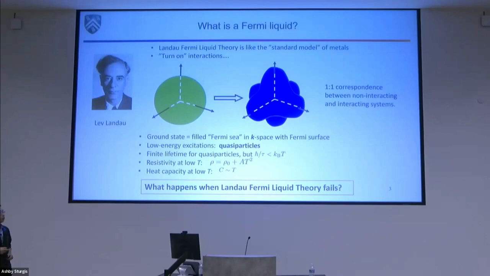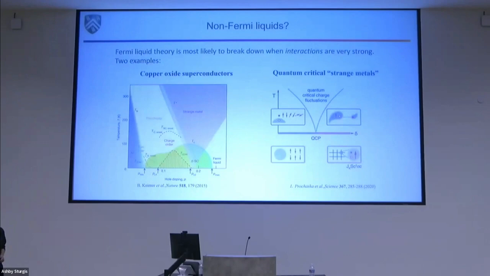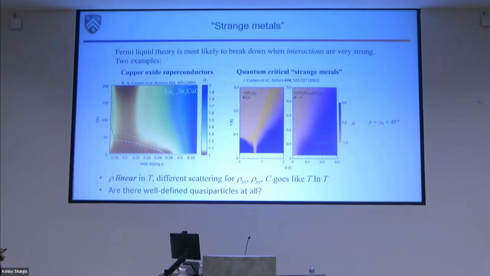And what happens when the Landau Fermi liquid fails? It happens when the electron-electron interaction is relatively strong, really strong. There are some examples such as the quantum critical strange metal. If we further look at how the resistivity depends on temperature, if we express the resistivity as some residual resistivity plus a coefficient multiplied by the temperature to the alpha, we find that it operates just above the optimal range, with alpha equal to one.